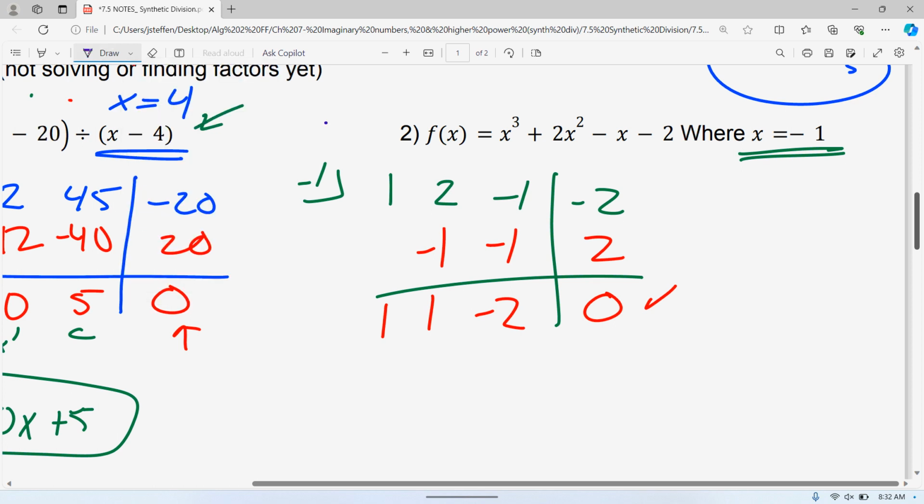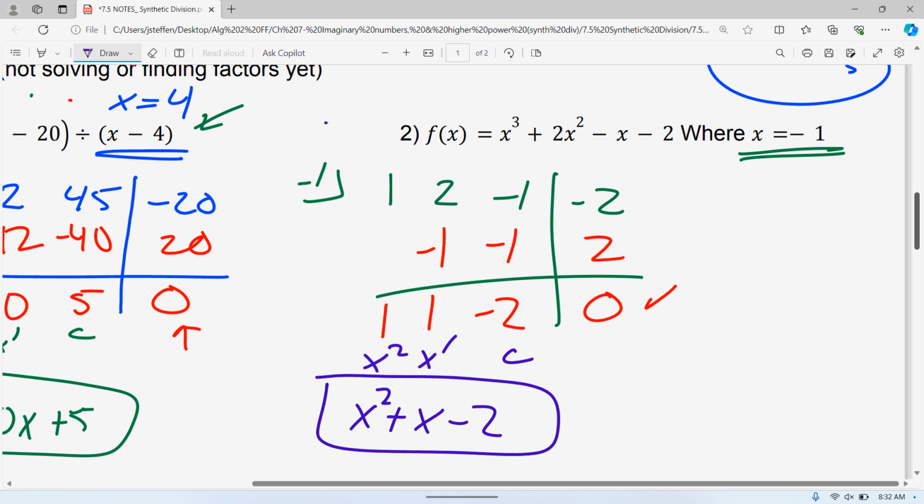This is your constant, or x to the 0, x to the first, x squared. 1x squared, x minus 2. Now tomorrow what we're going to do then is when we finally get to this part, we'll take what's left and we'll factor that. Tomorrow. That's all there is to synthetic division.